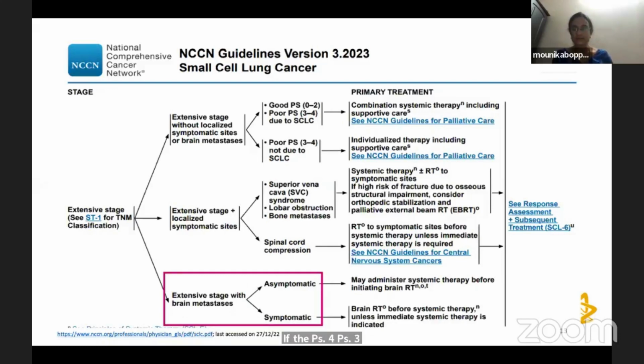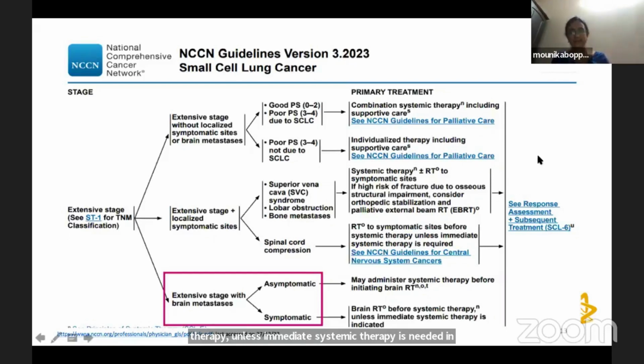If there is extensive stage small cell lung cancer with localized symptomatic sites, like superior vena cava syndrome, lobar obstruction, or bone metastases, then we need to go for systemic therapy and simultaneously probably go ahead with radiation to the symptomatic sites. If there's a high risk of fracture due to osseous structural impairment, then consider orthopedic stabilization and palliative external beam RT. If there's spinal cord compression, we need to give radiation to symptomatic sites before systemic therapy, unless immediate systemic therapy is needed in patients where the chest symptoms are very, very overt.